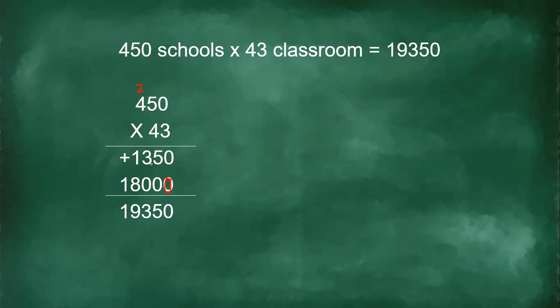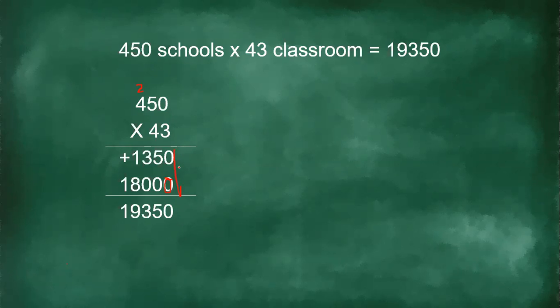Then I just add 0 plus 0 is 0. 5 plus 0 is 5. 3 plus 0 is 3. 1 plus 8 is 9. 1, there was nothing here to add. Then you have now 19,350. That's the best method of using it. This one is nice and easy.